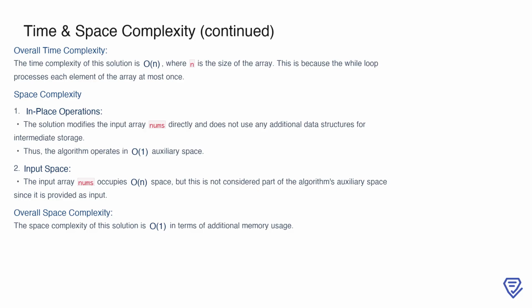Shifting to space complexity, this solution is highly efficient because it modifies the input array directly without using any additional data structures for intermediate storage. This means the auxiliary space complexity is O(1). While the input array nums does occupy n space, this is provided as part of the input and not part of the algorithm's memory usage, so it does not count toward the auxiliary space complexity. Therefore, the overall space complexity of this solution is O(1), indicating minimal additional memory usage.